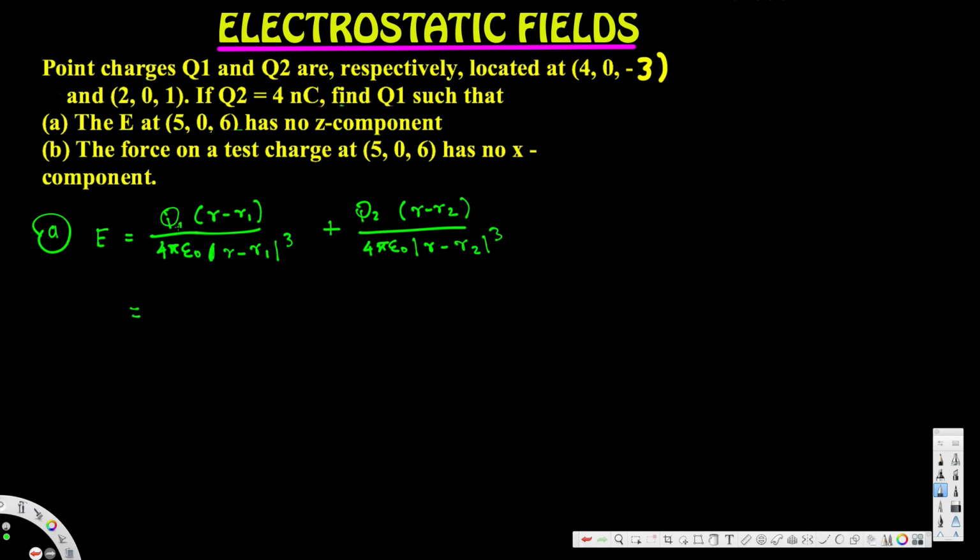First we have Q1, that's what we are trying to find. Also, we have the information that there is no Z component. It means the EZ component is going to be 0. We are going to use that information to calculate Q1.